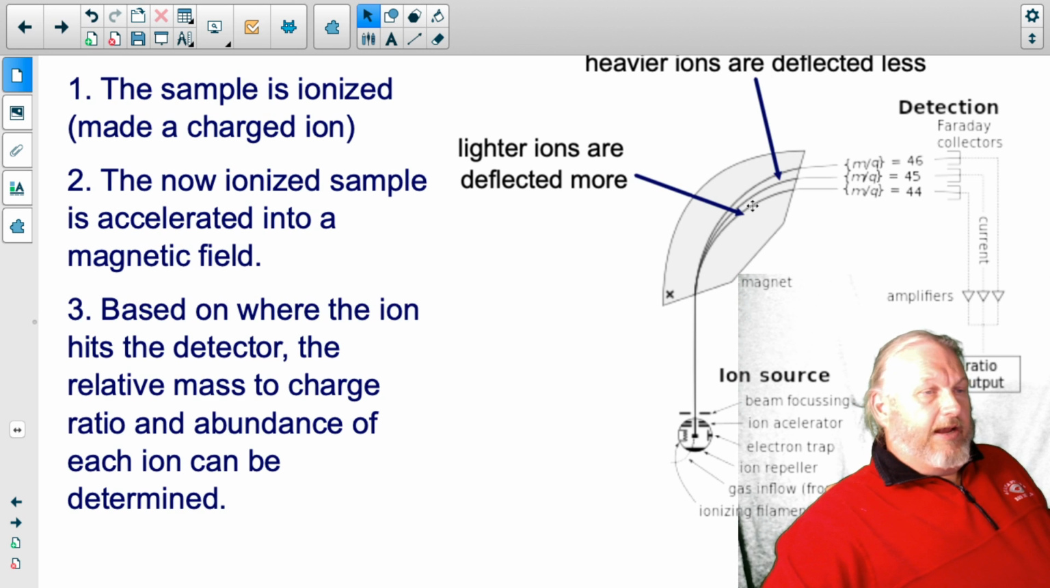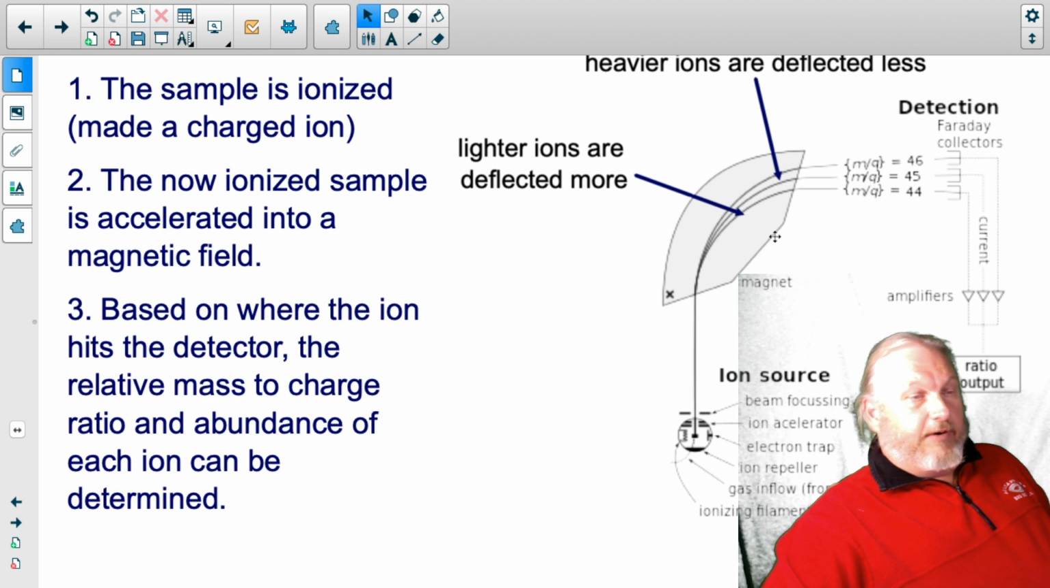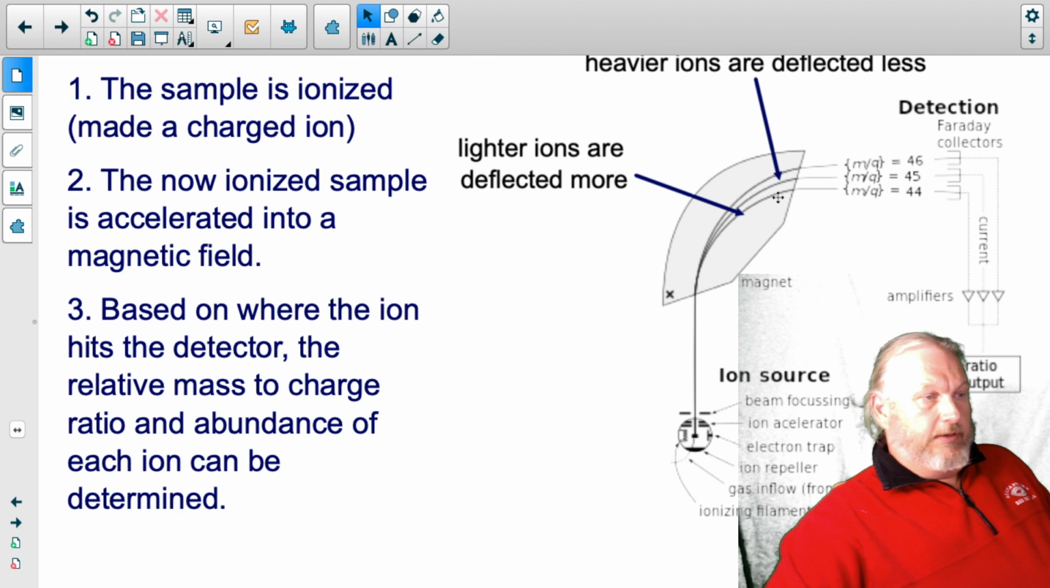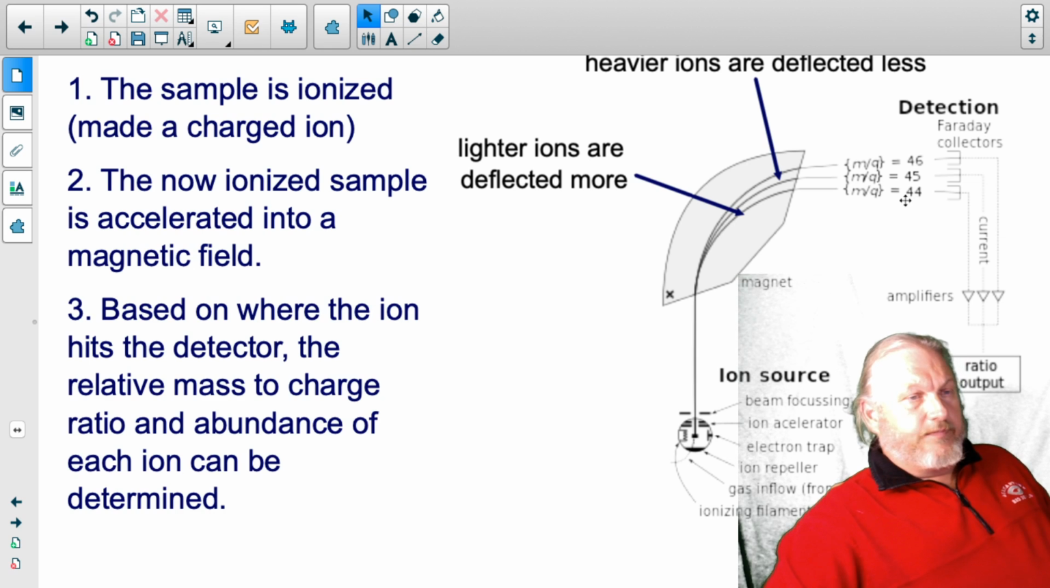So lighter ions are deflected more, pulled toward the negative part of the magnet. Heavier ions are deflected less, and they're pulled, but because they're heavier, they don't move as quick. Then it goes into a collector or detection device, which determines the mass to charge ratio of what the mass is. So this is the mass to charge ratio.